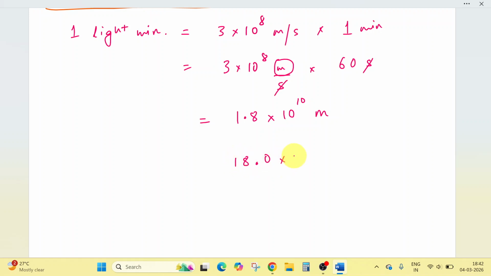118.0 into 10 to the power 9. I could have written this in this way. I am taking 10 here and reducing 10 here. I could have written it 180 into 10 to the power 8 like this also. All these are same values, but these are not the standard way how you should write.